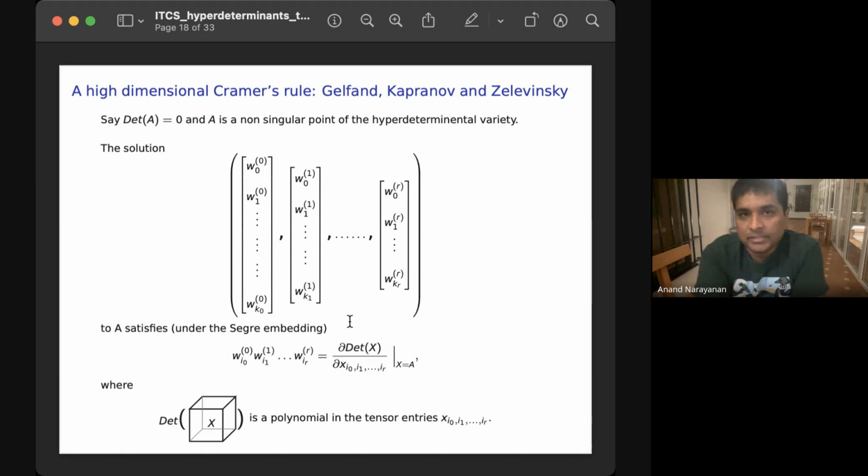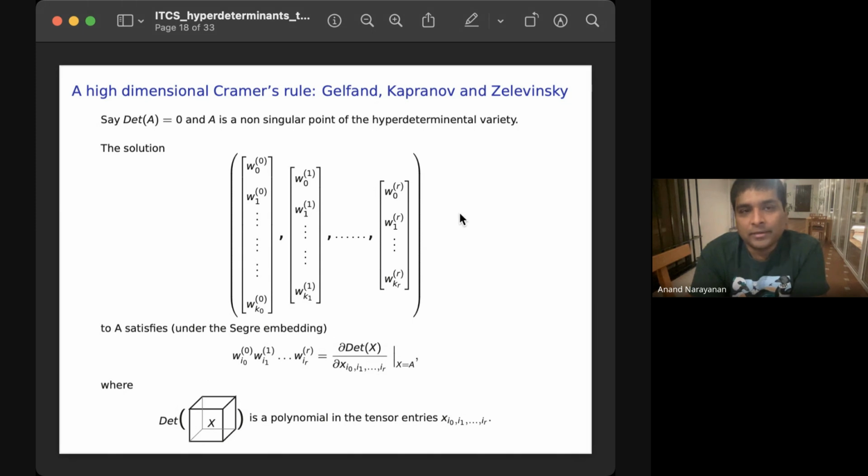And Gelfand-Kapranov and Zelvinsky say that this field element is related multiplicatively to coordinates of the solution that we seek, with each vector contributing one coordinate to this product. Right? So this is beautiful, and this is an analog of Cramer's rule. Although it's hard to identify it as such because it's written under the Segre embedding, which I won't get into. So we started out with a polynomial system, and we again have a polynomial system. So have we made any progress at all?